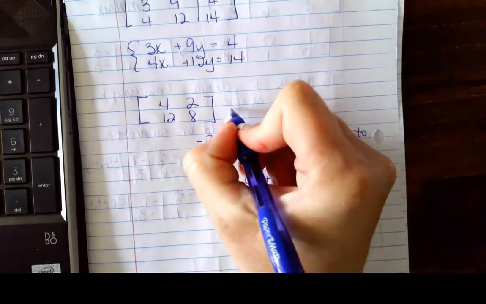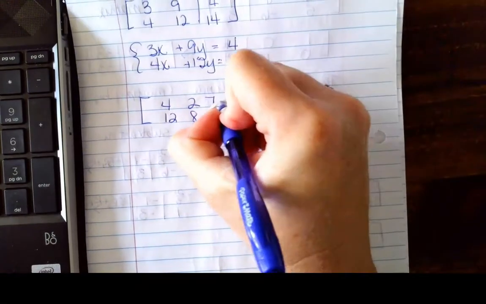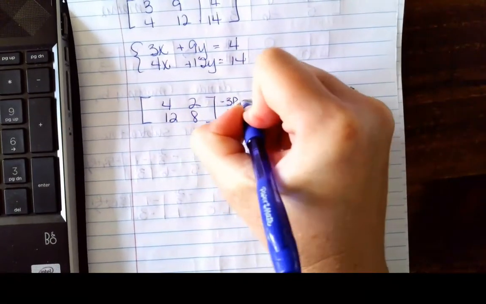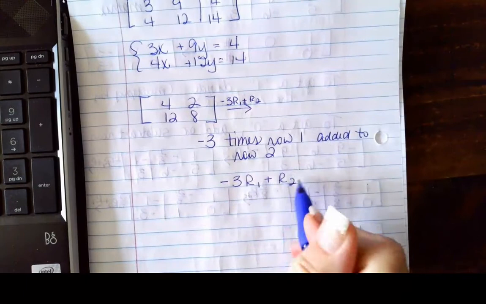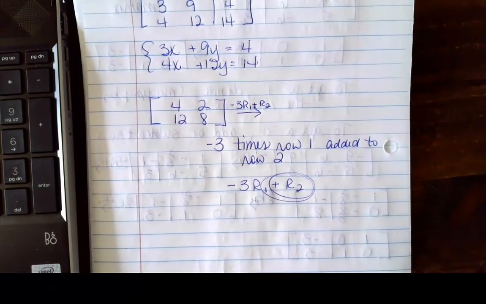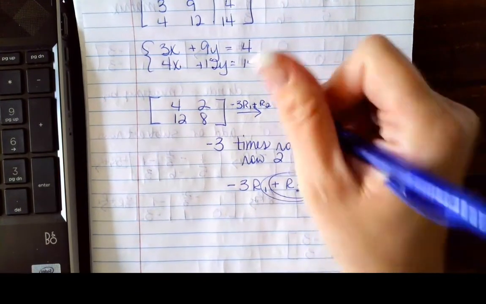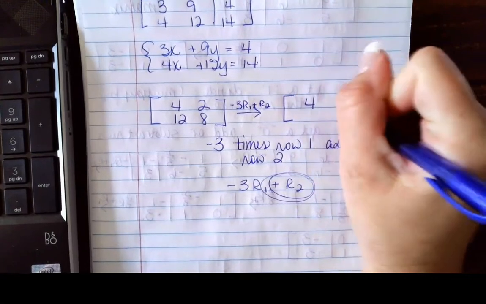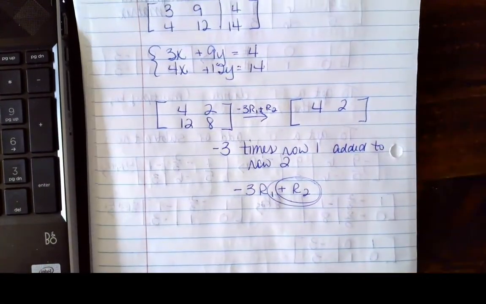Okay, so what did we learn in the intro video? What that means is negative 3 times row 1 plus row 2. Row 2 is written last, so that's what's going to change on my paper. On my paper, row 1 will not change. So row 1 simply looks like a 4, 2.